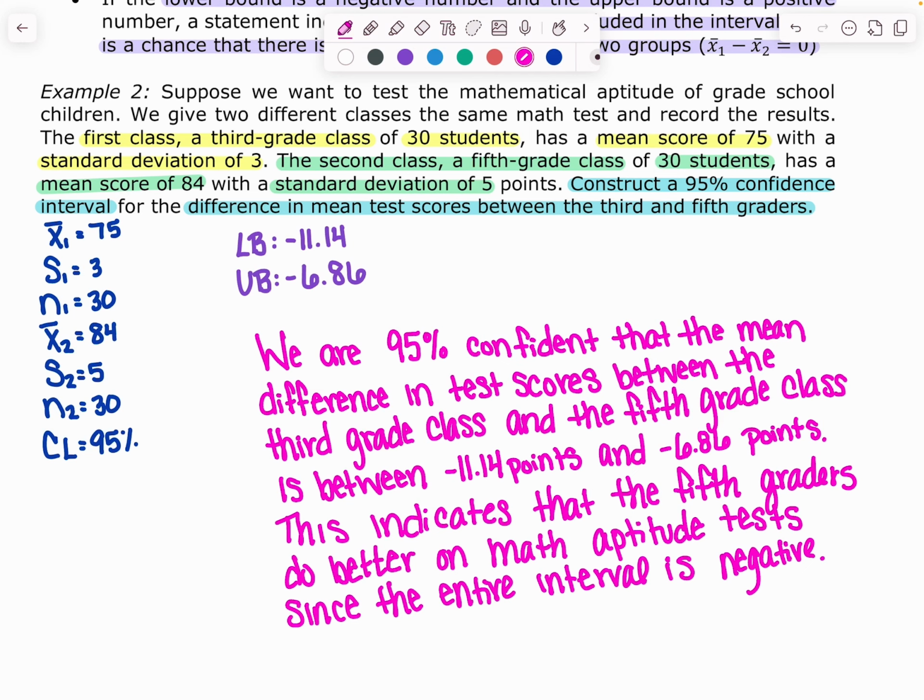So on average, the fifth graders are scoring between 11 and 6, almost 7 points higher than the third graders. Somewhere between there. The fifth graders are doing better on the math aptitude test compared to the third graders. And that's how we perform the confidence interval for the difference of two means.